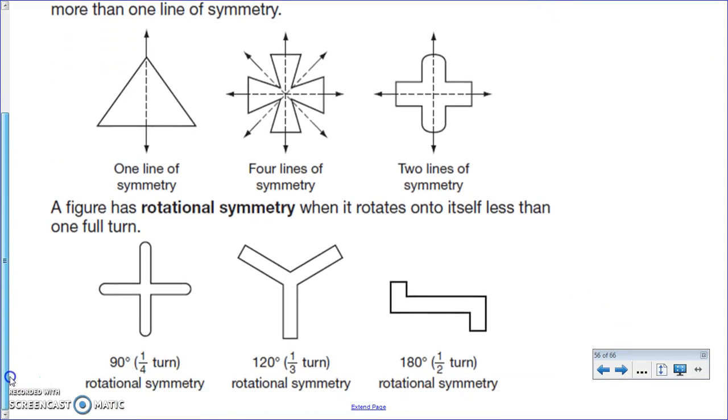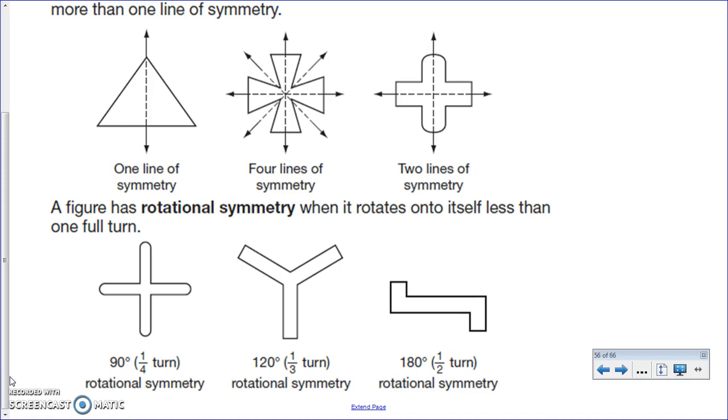A figure has rotational symmetry when it rotates onto itself in less than one full turn. So the plus sign there is a 90-degree or quarter turn rotational symmetry. So every 90 degrees I turn it, it will land exactly on top of itself.